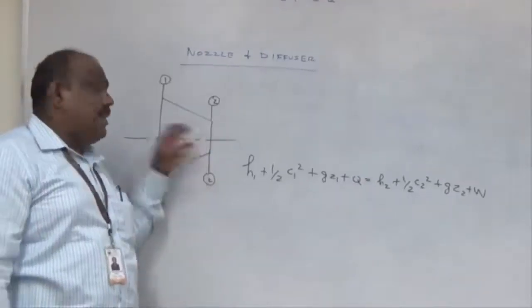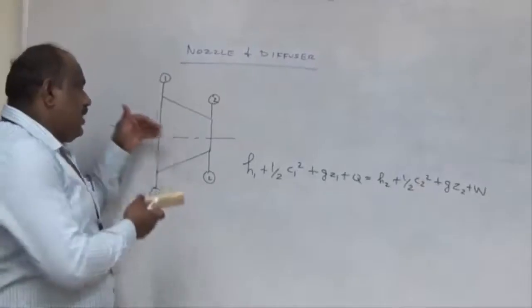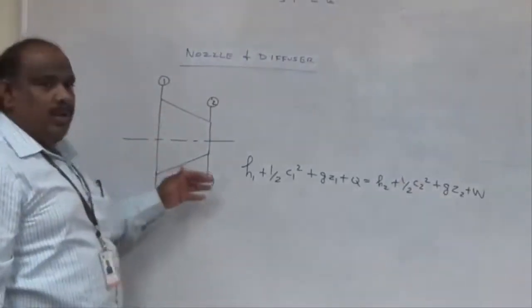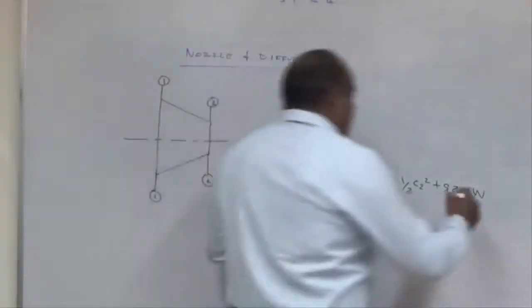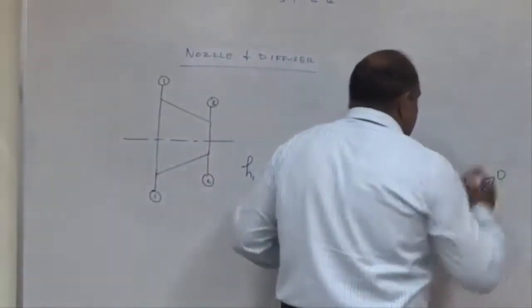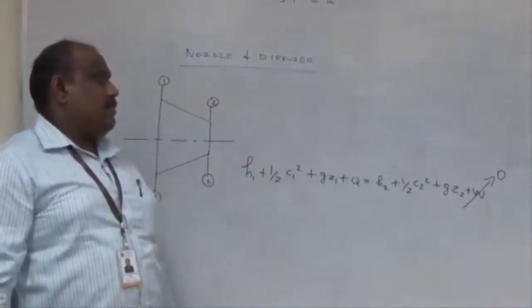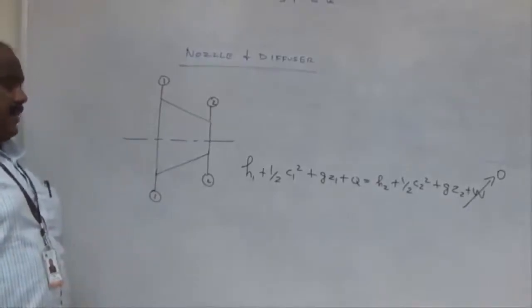Like a compressor needs power, the nozzle doesn't. It's just a geometrical arrangement where it has only variation in the geometry. Because of the variation in the geometry, we are able to obtain the increase in the velocity. So we know that W is 0 because there is no work being supplied by the system. It is not a power consuming or power absorbing device.